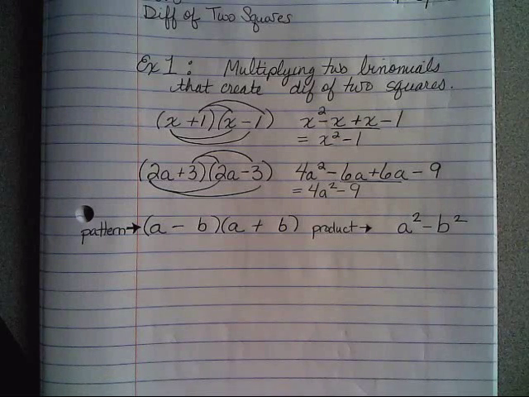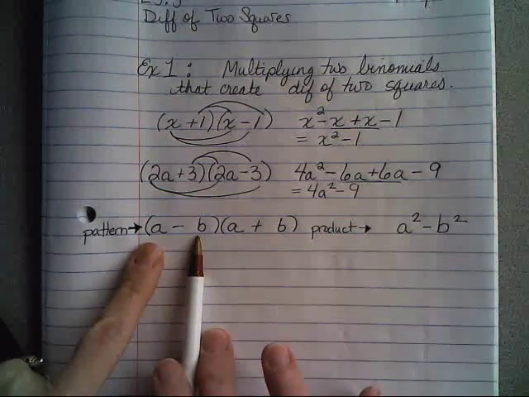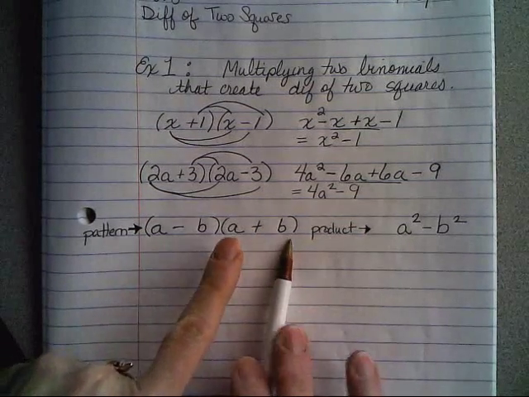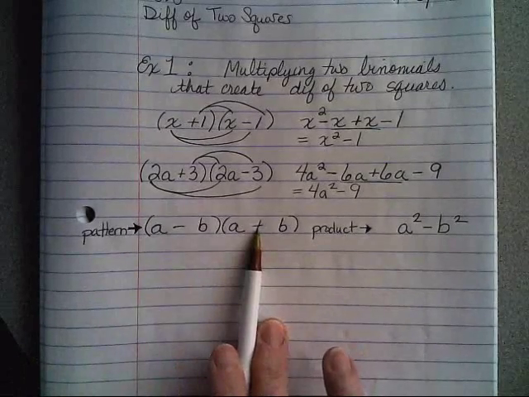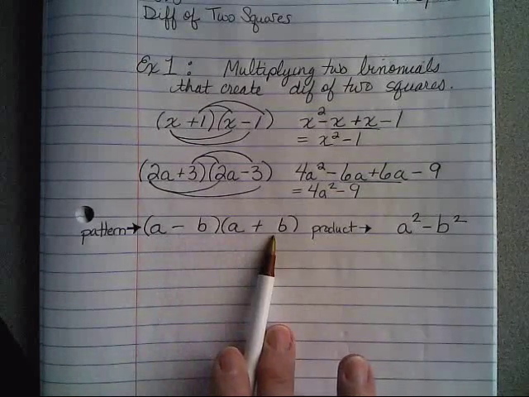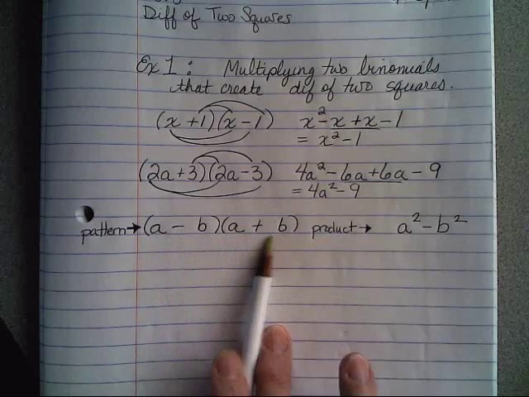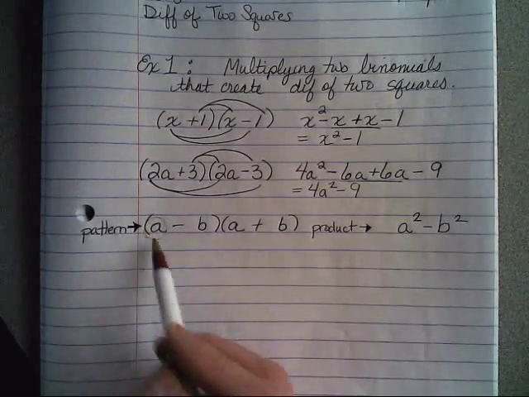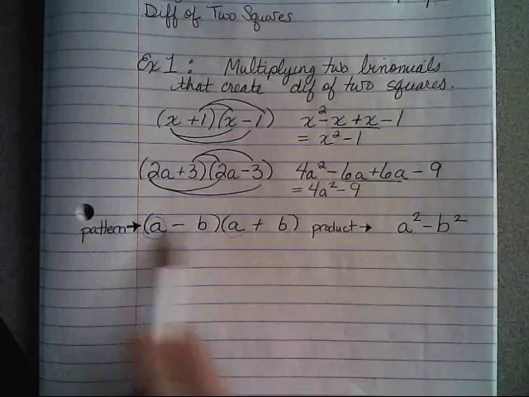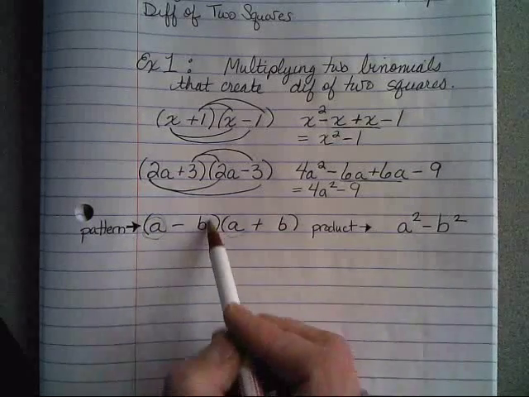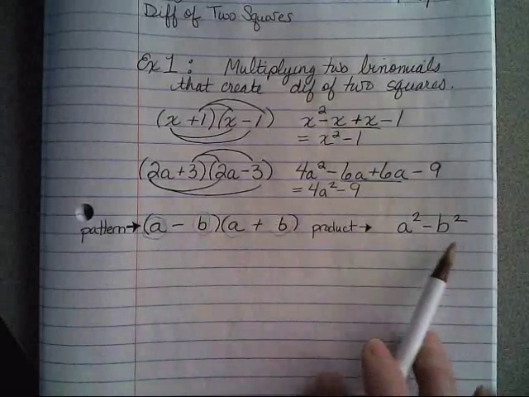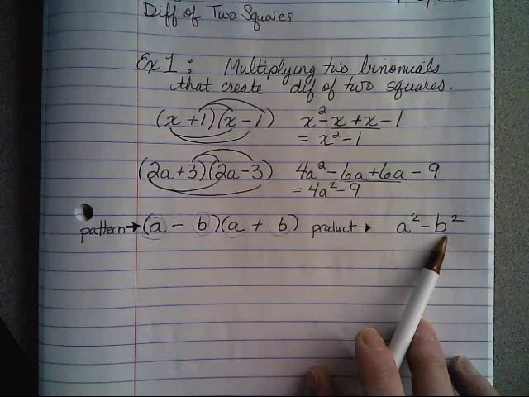If you have two binomials, and in the first pair and the second pair, the objects are the same, only they're separated by a different sign, the result is going to be whatever is in the first position, doesn't matter which one you point to, squared, minus whatever is in the second position, squared.